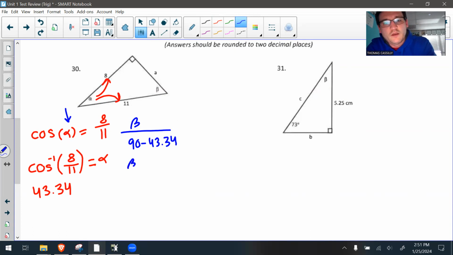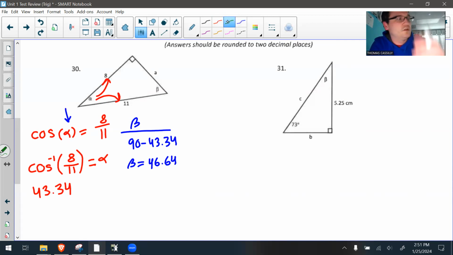So beta is going to be equal to, let's do some mental math here, 46.64, I believe. And hopefully that's right. So beta is 46.64. Now, there are 2 ways you could solve for a.